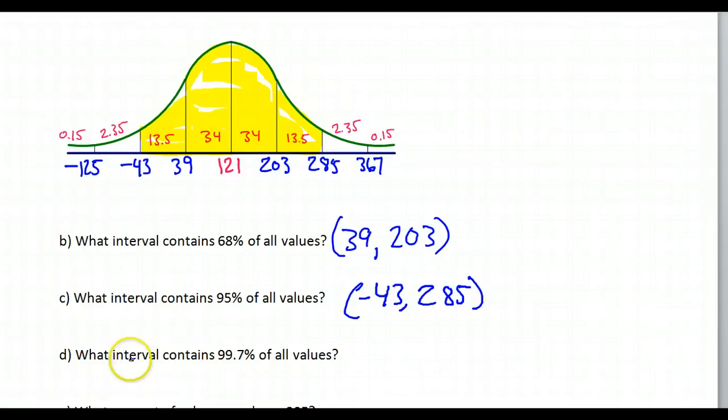What interval contains 99.7% of all the values? Well, that's going to be 3 standard deviations in all directions. So that's reaching out to here. Okay, so that's negative 125 to 367.